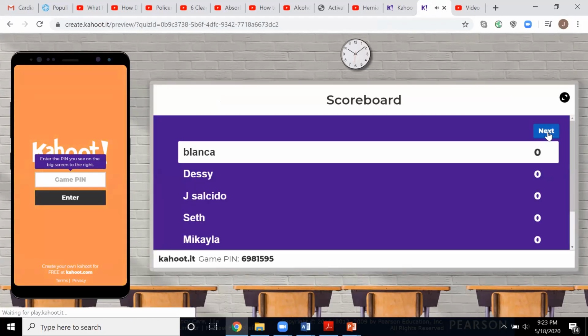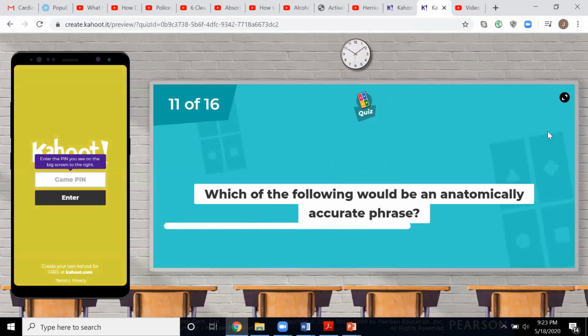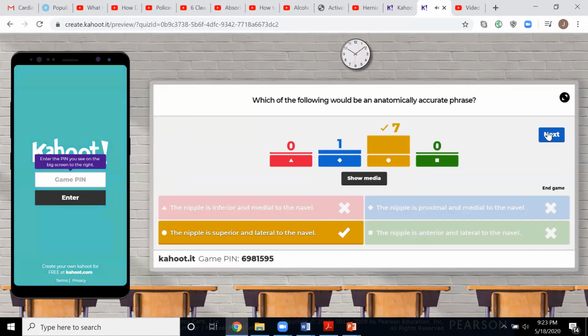Awesome, good job. That was the last one we did. Which of the following would be an anatomical active phrase? Awesome, good job. The nipple, so the navel, I already said it, but I'll say it again. The navel is your belly button. So the nipple is superior, meaning above the belly button, and lateral, meaning on the side. So it's above the belly button to the side.